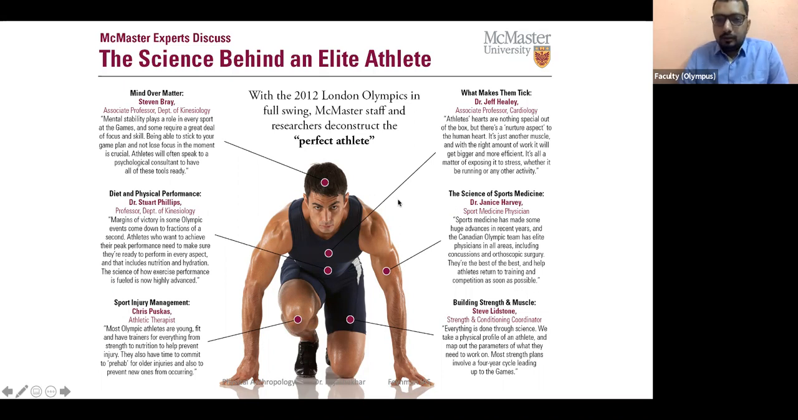Okay, and then we have the science of sports medicine. Physicians help athletes manage certain damage that sports can cause. Concussions are very common. If you see very aggressive sports like ice hockey, for example, they hit so hard, right? Concussions are a very common theme there.